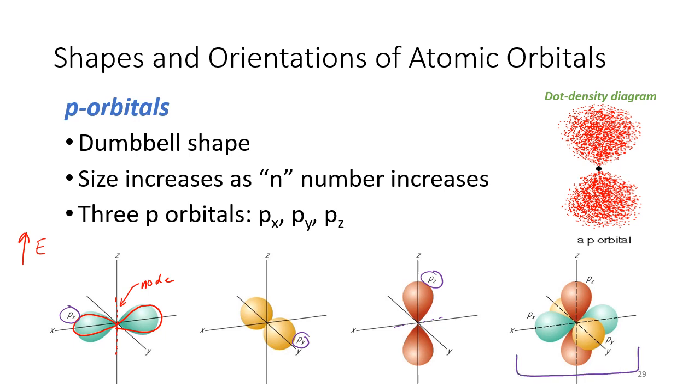We can also see, looking at the density dot diagram, that there's that node lying right through the middle of a p orbital, and the dots get less and less as we reach the outer region of our orbital or of our wave function. So it's more likely to find electrons in our p orbital where the dots are heavy for our dot diagram.